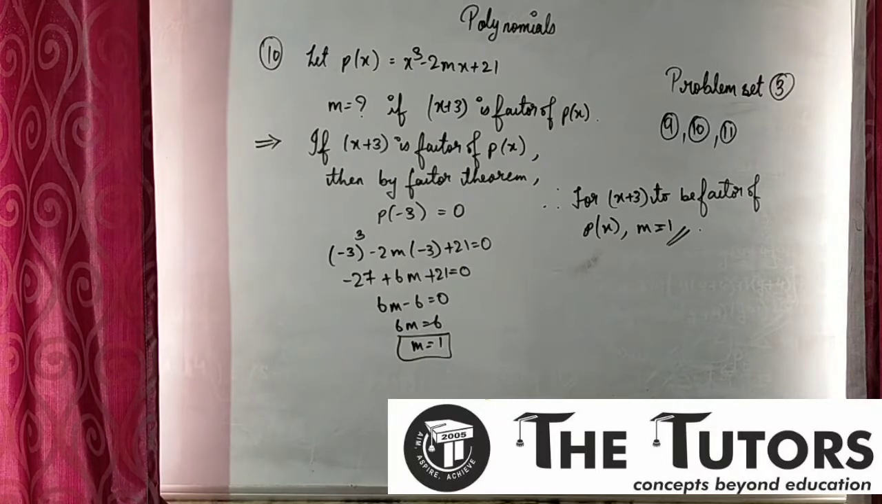You equate the values and then you get m is equal to 1, which implies अगर m is equal to 1 रहेगा कोई भी equation में m is equal to 1 रहेगा उस polynomial में, तब जाके आपका x plus 3 उस polynomial का factor बनेगा. Take a good look at this one, then we'll move on to the 11th question.